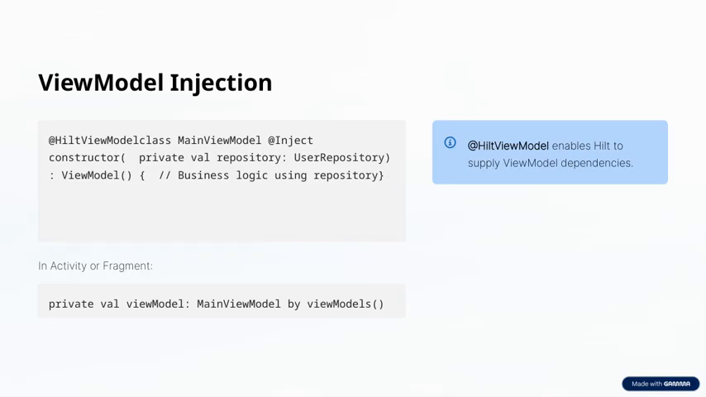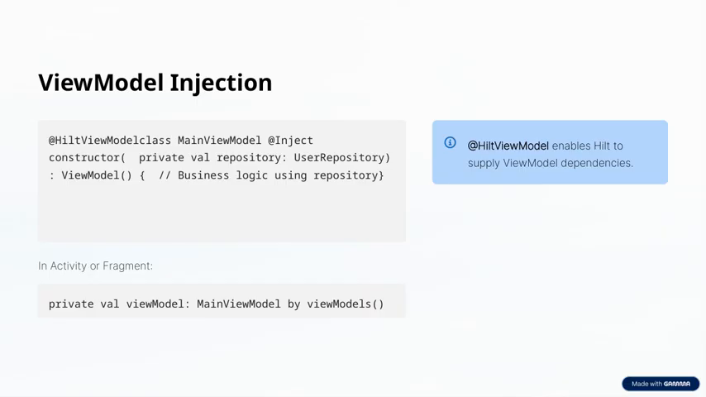Let's talk about ViewModel injection with Hilt. On this slide, you can see the annotation @HiltViewModel. This is a key part of how Hilt helps us manage dependencies for ViewModels. When you declare your MainViewModel class and annotate it with @HiltViewModel, Hilt knows to generate the necessary code to supply its dependencies, like the UserRepository here, which is injected via constructor with @Inject. This setup makes your ViewModel ready to use, with all its dependencies provided automatically.